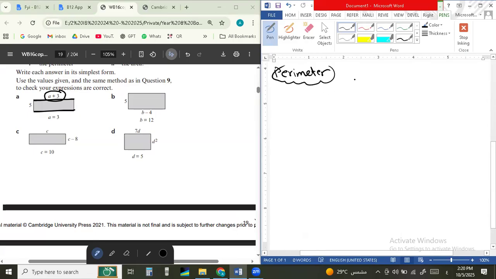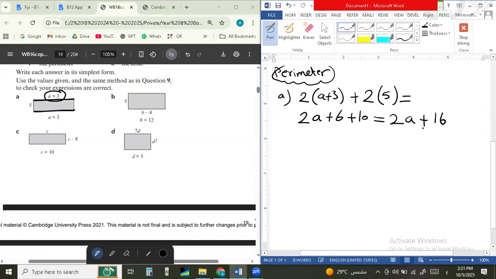Let's do the perimeter of A. Double the length, it is 2 multiplied by A plus 3, plus double the width, 2 multiplied by 5, equals, let's expand, 2A plus 6, 2 times A, 2 times 3, plus 10, equals, simplify, 2A plus 16. This is the perimeter of shape A.